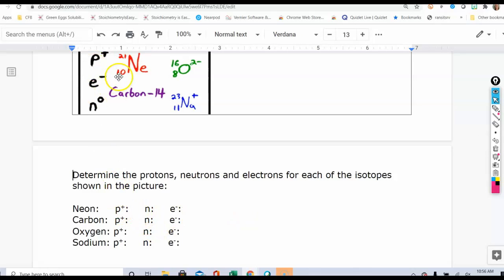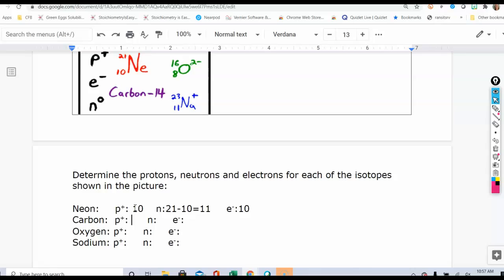And neon, the number of protons is always written at the bottom in isotopic notation. So that means I can say neon has 10 protons. The other way I can figure this out is I can look at a periodic table and find out what its atomic number is. Then, since neon does not have a charge, I can also say that its electrons are 10, but I'm going to have to subtract the 21 minus the 10 to give me the number of neutrons, which will be 11. And I'm going to repeat that process for each of the other elements.